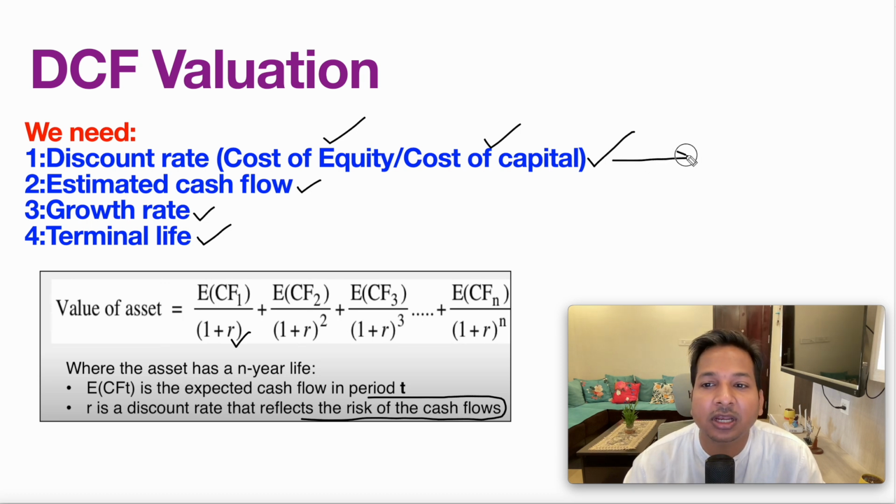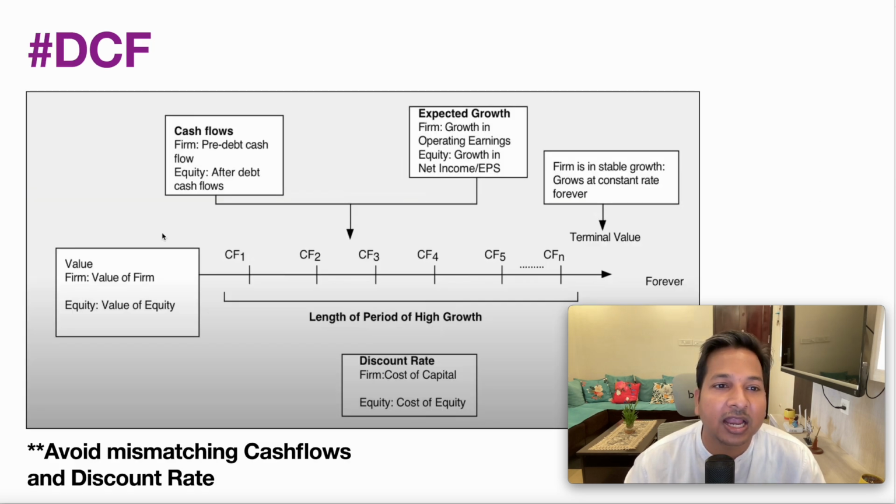In today's video you will learn the first input, how to calculate the discount rate. In upcoming videos you will learn all three other parameters, and finally you can value any asset based on discounted cash flow models. In the last video I explained these four inputs: cash flow, the growth rate, the terminal value, and the discount rate. With this you can value the whole firm or only the equity part.